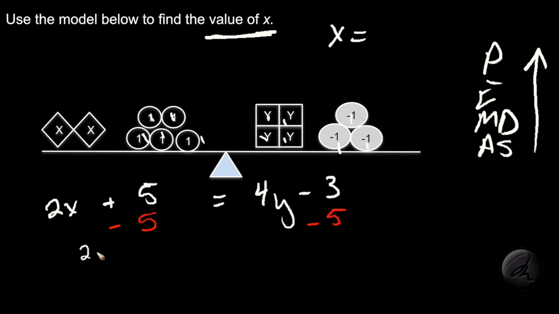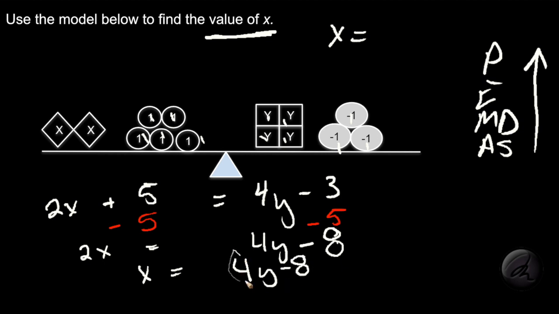And that leaves me with 2x equals 4y minus, oops, that's a minus, minus negative 3 minus 5, that's a negative 8. Okay, so 2x equals 4y minus 8, or x equals 4y minus 8 over 2.